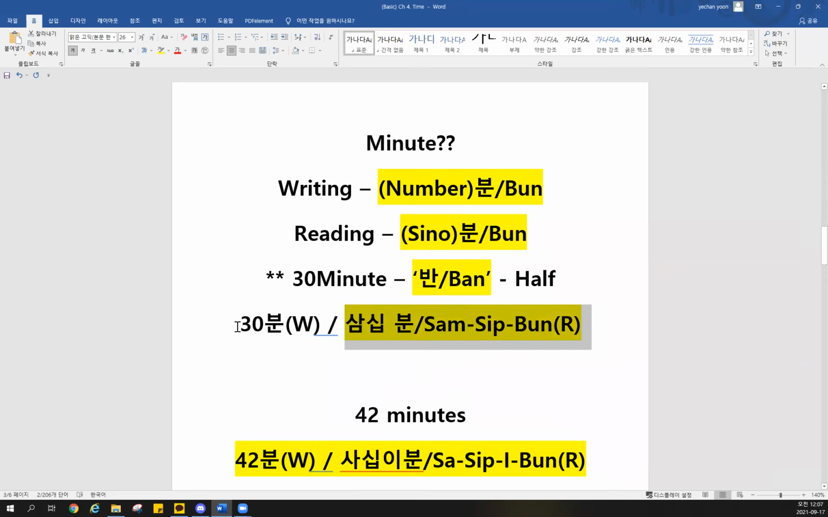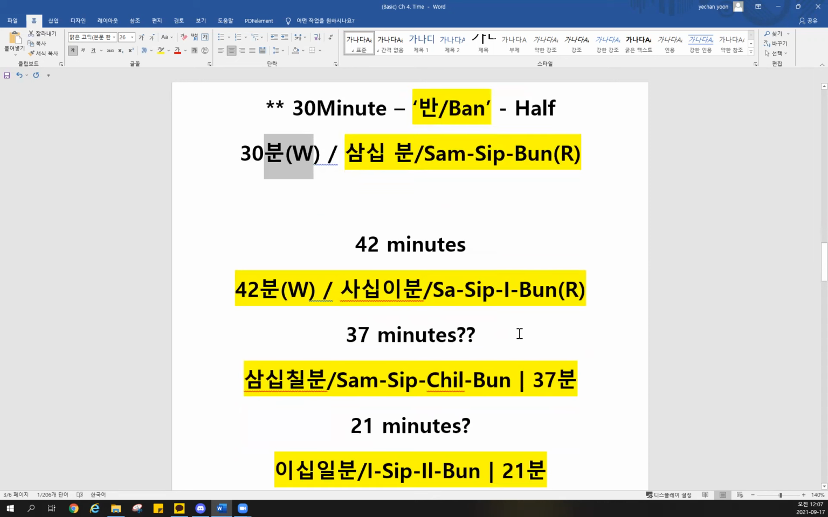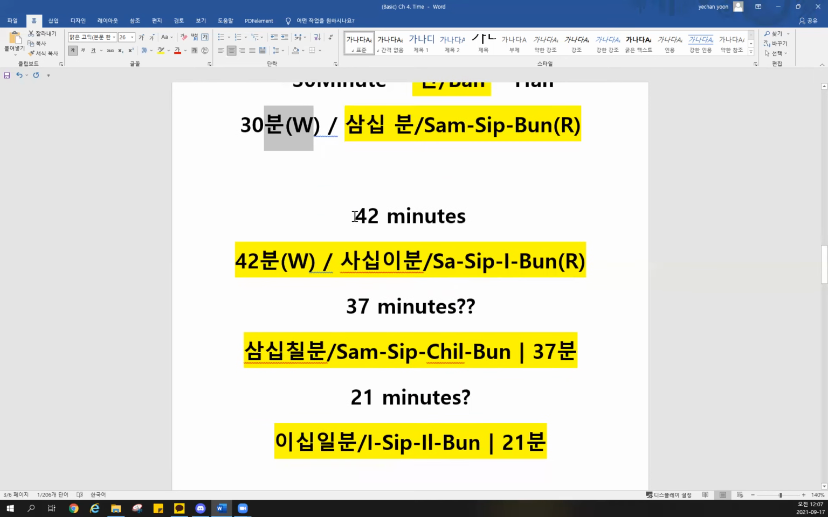30분. And how to write? This is how to read. And how you can write? Number and counting word. Simple. All right. So you can use either 반 or 30분, whatever you want. Okay, so please remember it. This is just an example, everyone.